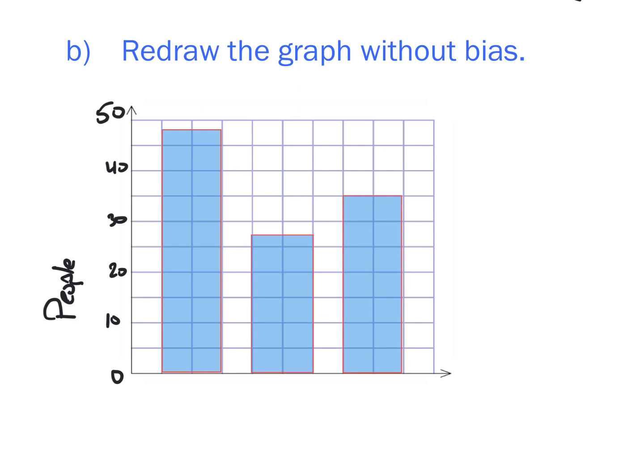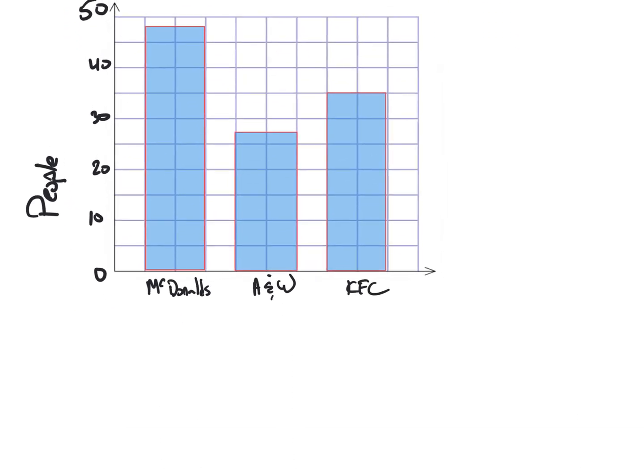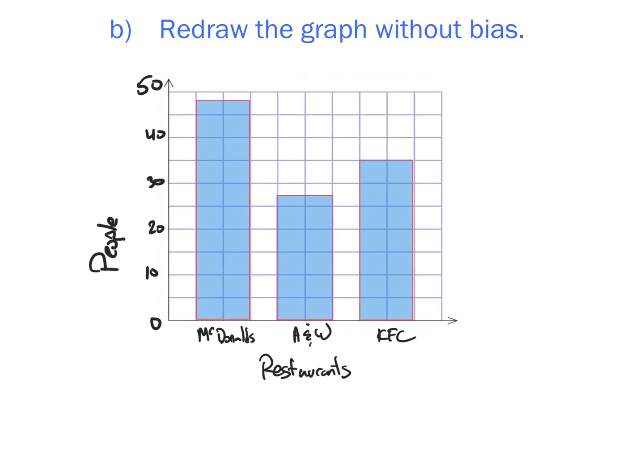There we go. So we would label this as McDonald's, A&W, and KFC. And these all represent restaurants. I've mentioned this before when we've done bar graphs, but I'll mention it again. Make sure your bars are separated for bar graphs. Make sure they're drawn with a ruler. You do not have to shade your bars, but you do need to draw your bars with a ruler. They should look like straight lines. If they don't look like straight lines, you will probably lose at least a partial mark. So please be careful with that.